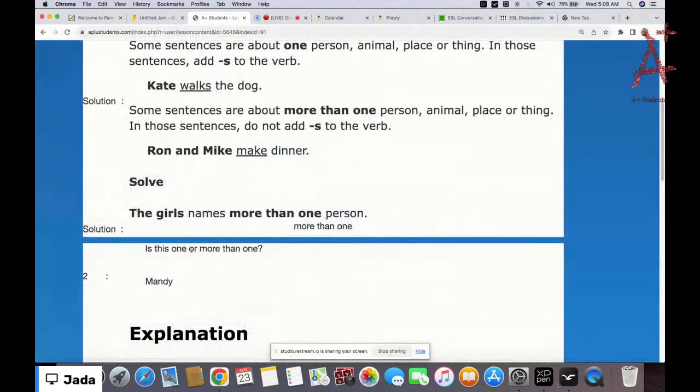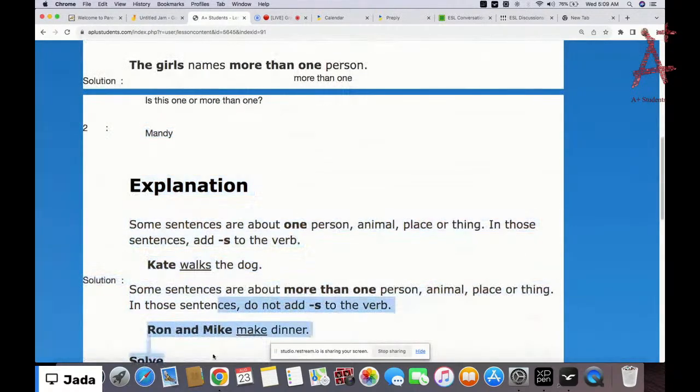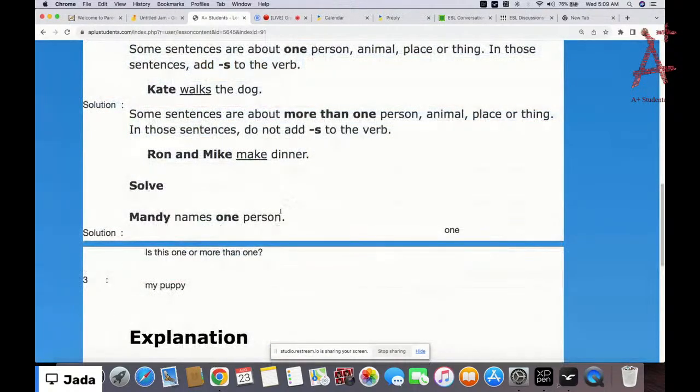Is this one or more than one? It says Mandy. It only says Mandy, and that means only one person. Mandy is just a name, so it's only one. It didn't say Mandy and her friends. So Mandy names one person.